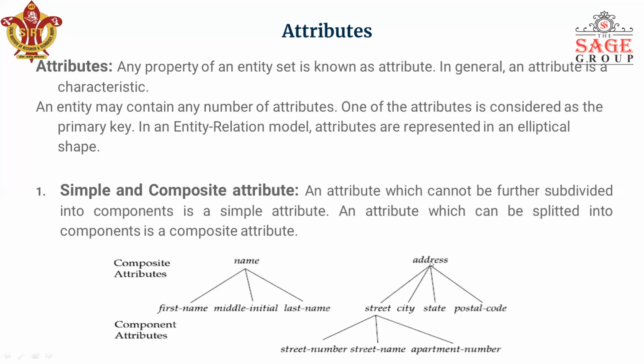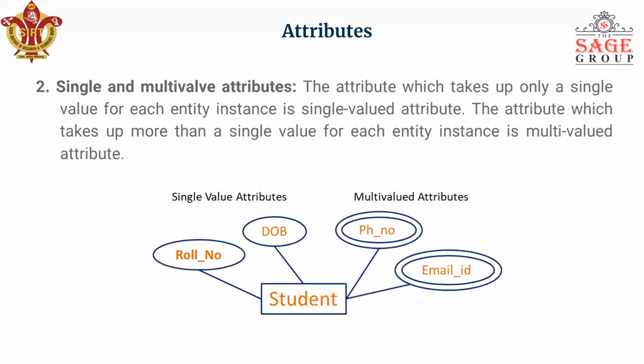Similarly, there is another example of address. Address can be considered a composite attribute, because in address we can divide into subcategories or sub-attributes like street, city, state, and postal code. That's why address is a composite attribute, and state and postal code can be considered simple attributes.